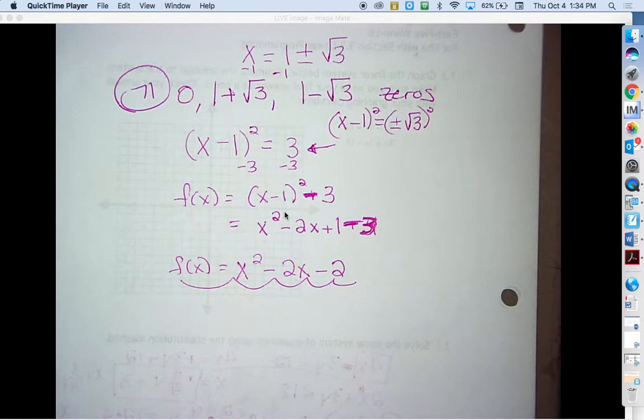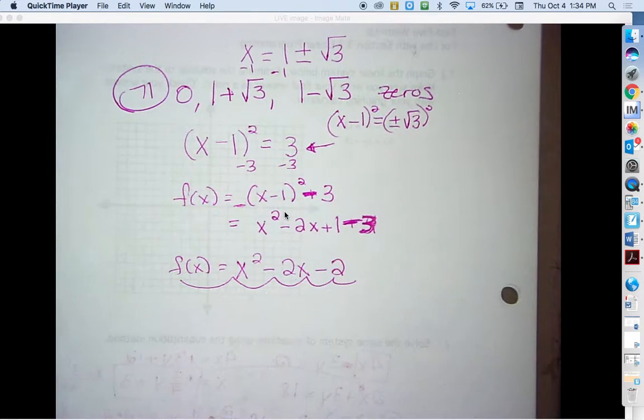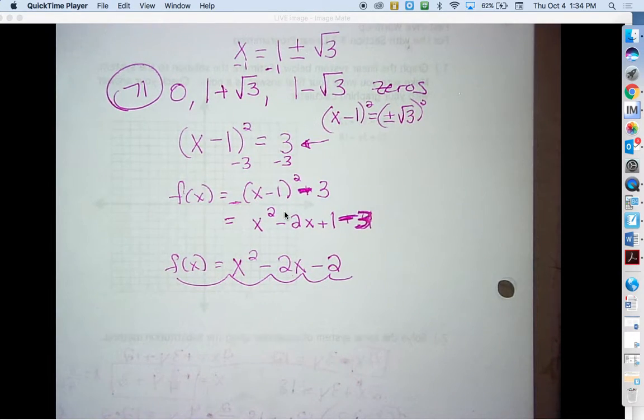So that could be one solution. We could change that solution by having an a value of 2, and if we wanted to, we could put a 2 in front here and then multiply everything by 2. So that would change the answer.